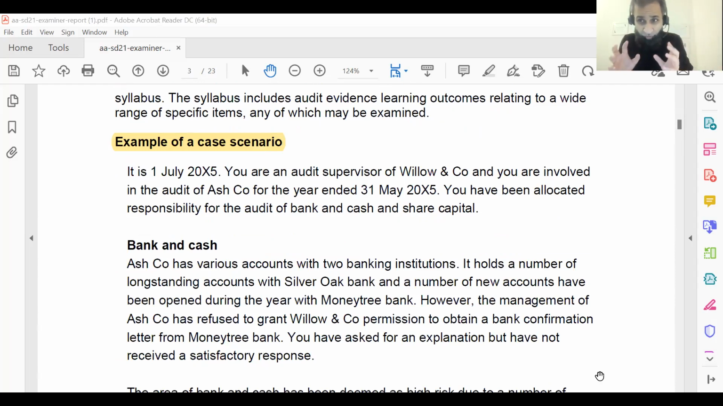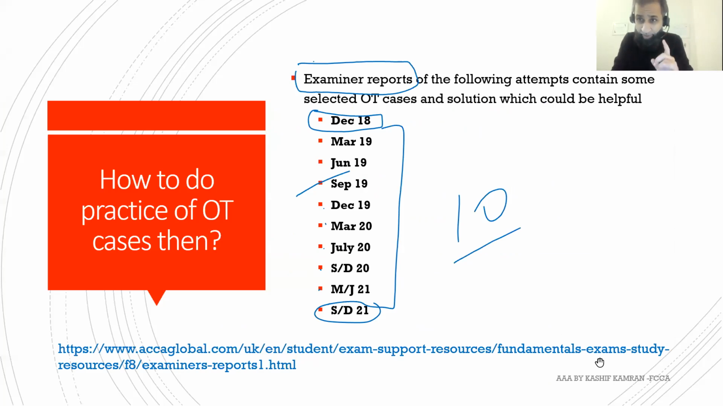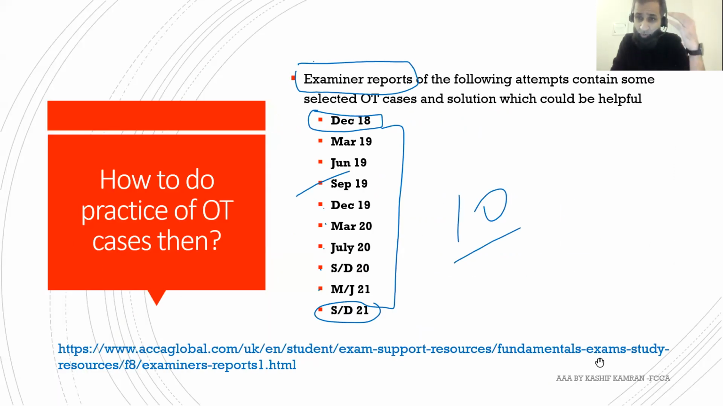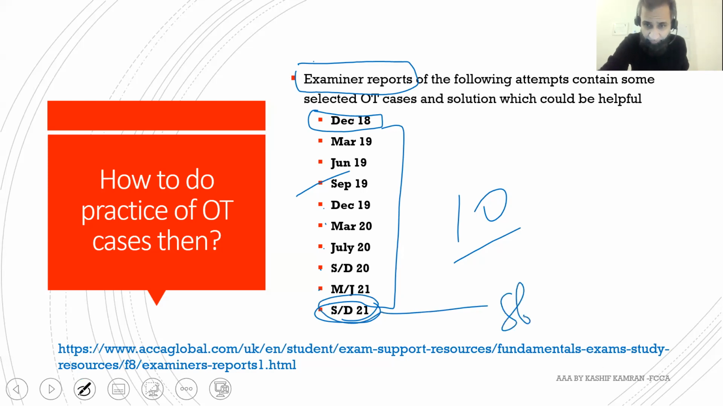So what sources do you have for section A practice? Number 1, in the past papers, only the March, June 19 past paper published on the website contains section A. Then you have practice exam 1 and practice exam 2. So that's in total 3 now. And then you go to the examiner reports, download them, and read section A. Start in the inverse order. So start from the latest examiner report. That is from September, December 21, you take a start and you go this way up.